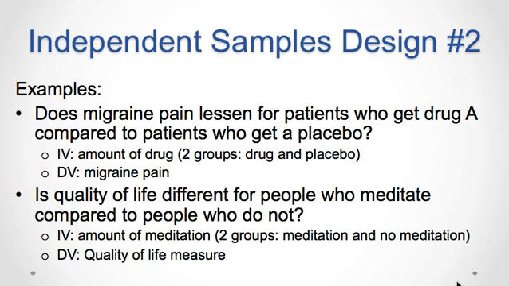2. Is quality of life different for people who meditate compared to people who do not? Independent variable is amount of meditation with two independent groups, meditators and non-meditators. The dependent variable is quality of life measure.